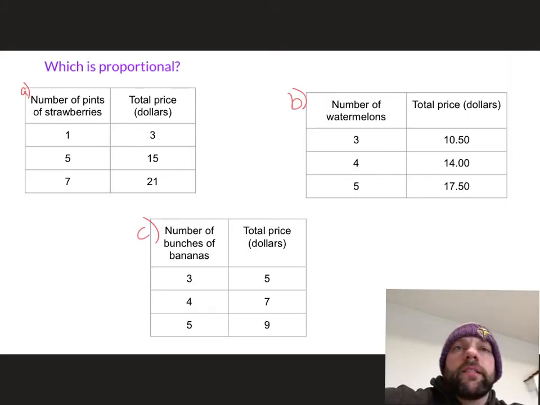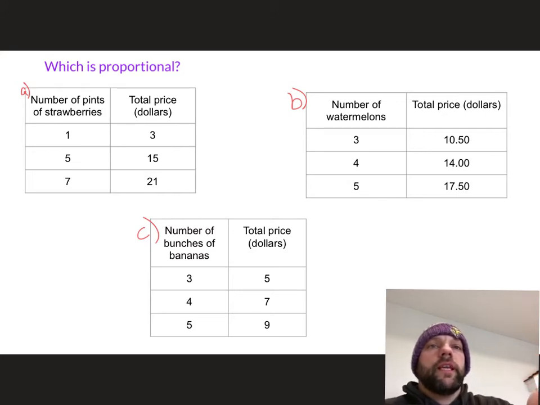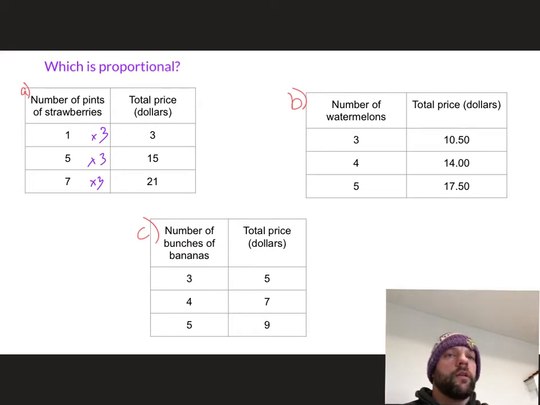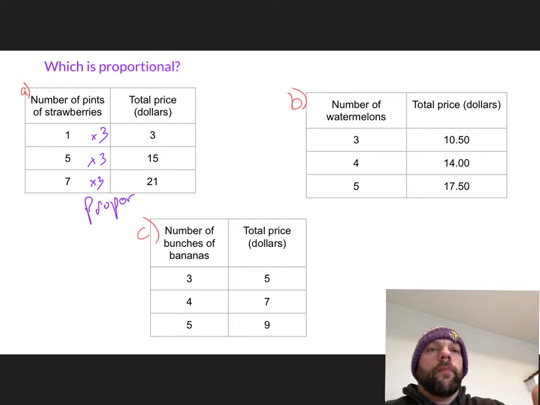All right, now we're going back to some more tables. Let's figure out which one is proportional or which ones. We don't know. Okay, so looking at A, if I have 1 times 3, that brings me to 3. 5 times 3 brings me to 15. 7 times 3 brings me to 21. Therefore, it is proportional. Okay?